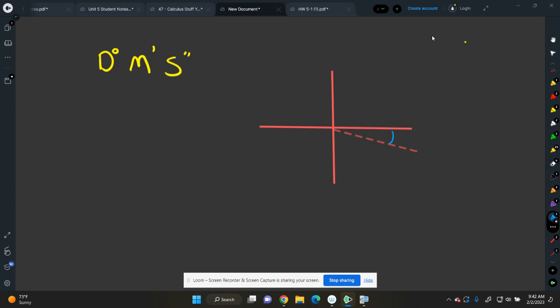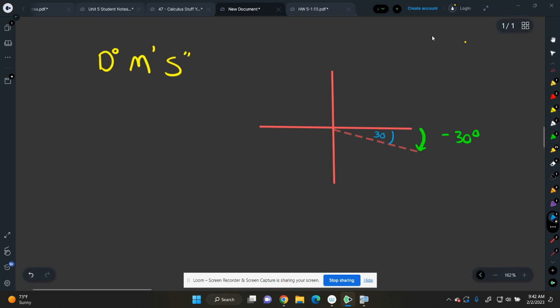Okay, so that was a really good question because look, this could be a terminal side that goes in the negative direction, right? So this would be like negative 30 degrees, but the reference angle is going to be 30 degrees. It's the angle it's making with the x-axis, right?